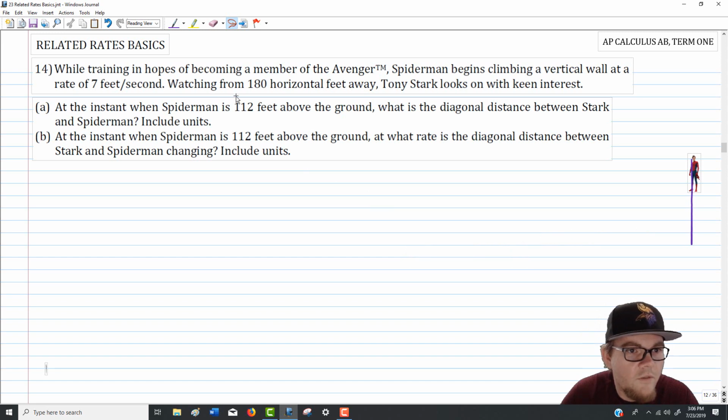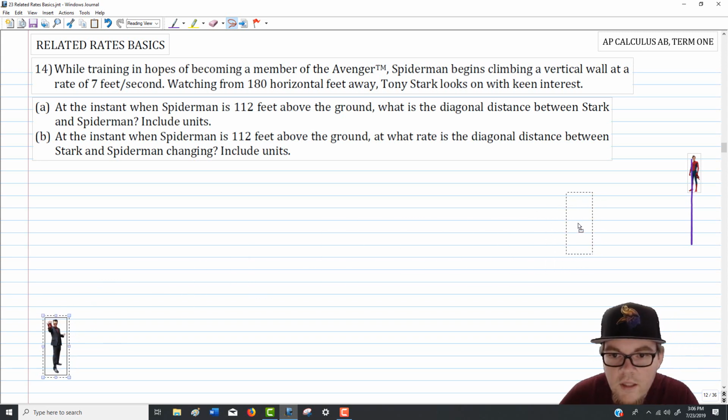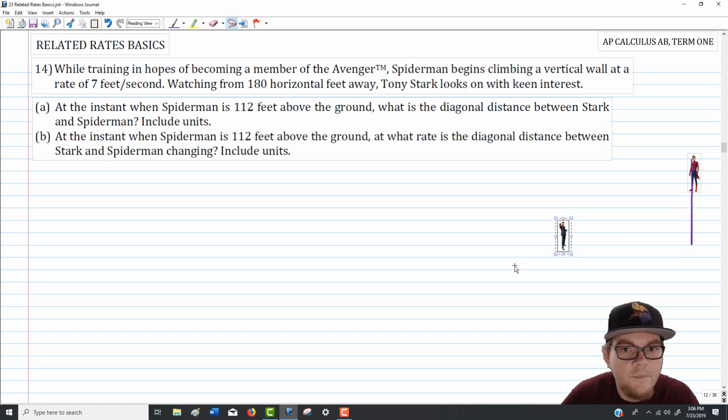What else does it say? It says, watching from 180 horizontal feet away, Tony Stark looks on with keen interest. Tony Stark, there's a character that can stand the test of time. So let's see. So here is Mr. Stark. He's watching somewhere over here.